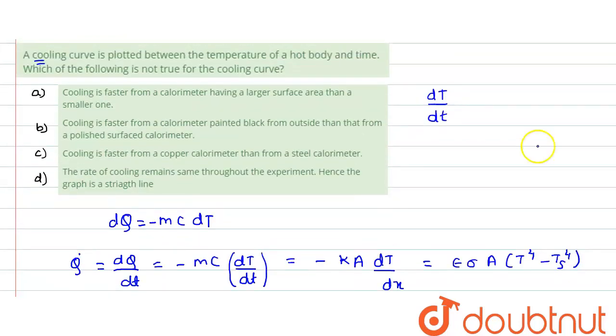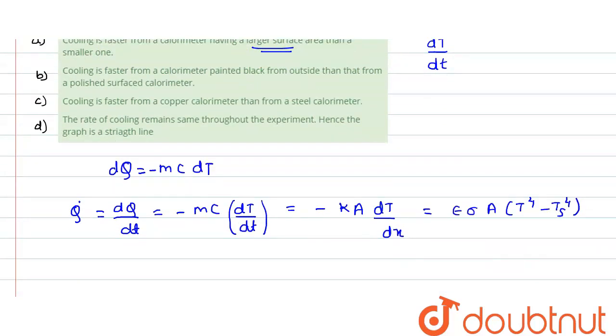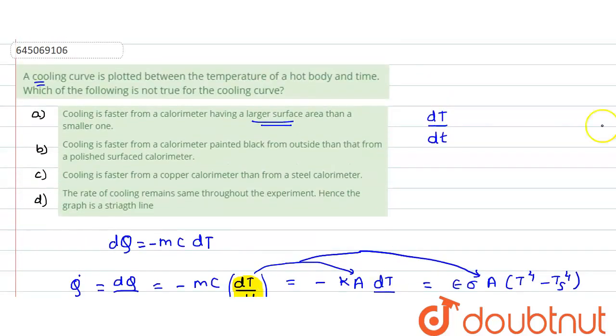Now, in the first statement, what is given? The cooling is faster from a calorimeter having a larger surface area. Whether this statement is true or not? Yes, this statement is true. Now, this is our cooling rate. So we can see that cooling rate would be proportional to area, either from this expression or from this expression. So this is the correct statement, but we need to find the incorrect one.